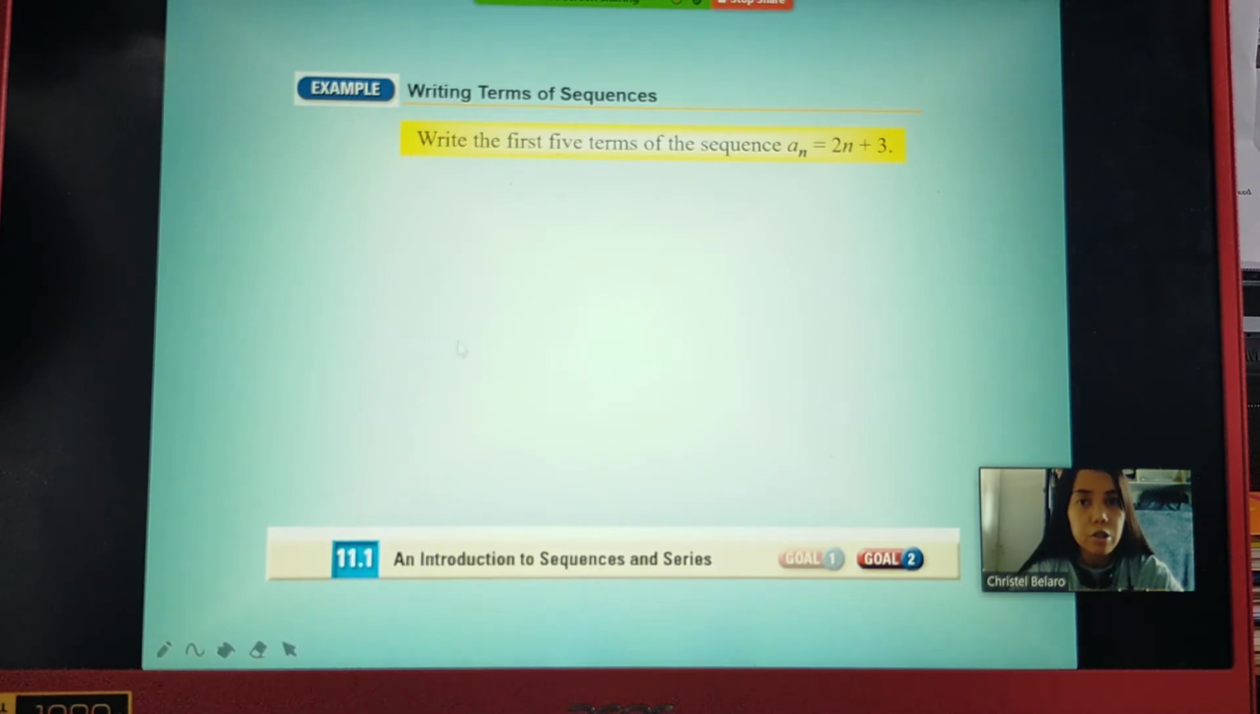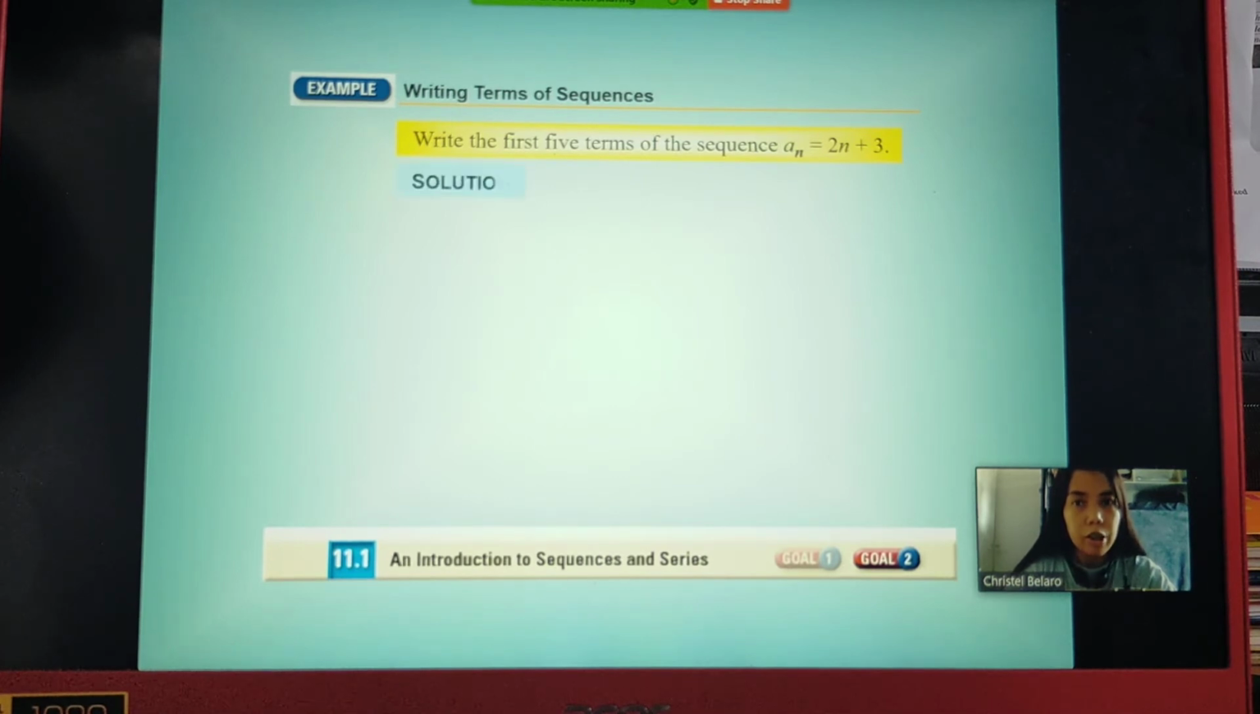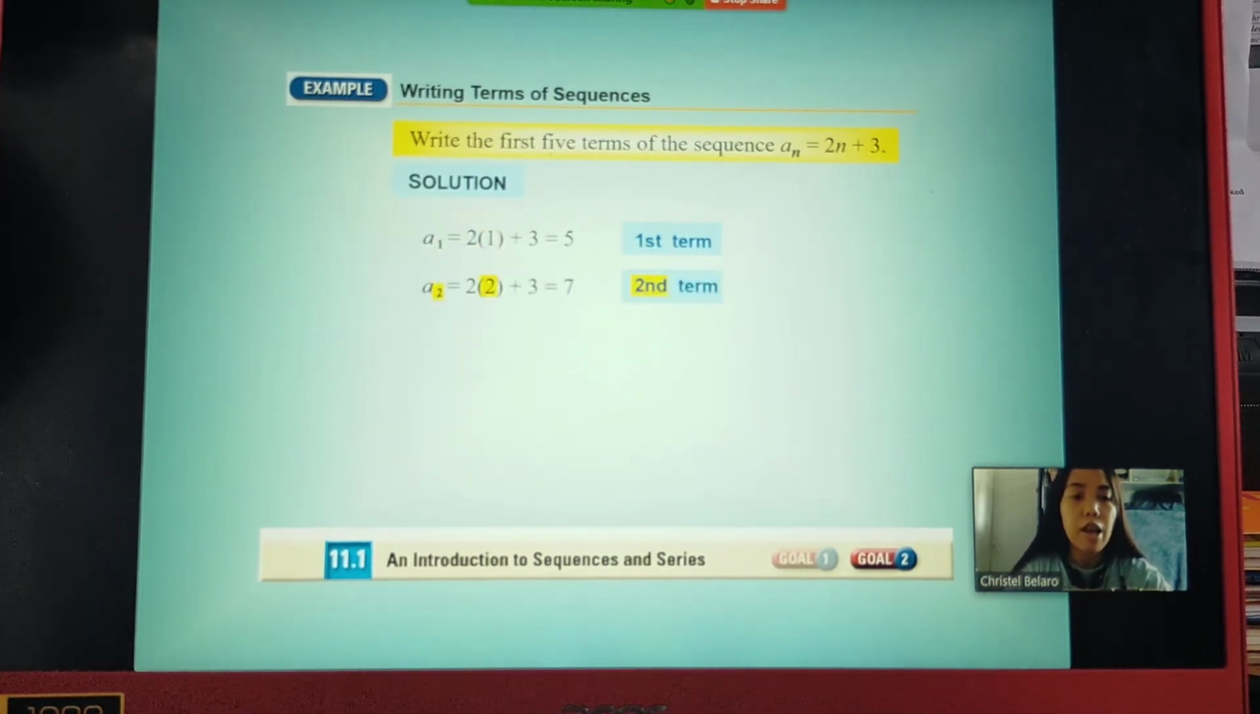Given this general rule, 2n plus 3, write the first 5 terms of the sequence. So let's have Mitzi. Mitzi, what is the first term? Very good. The answer is 5. How about the second term? How about Celine? What is your answer? The answer is 7. That's the second term. How about the third term?